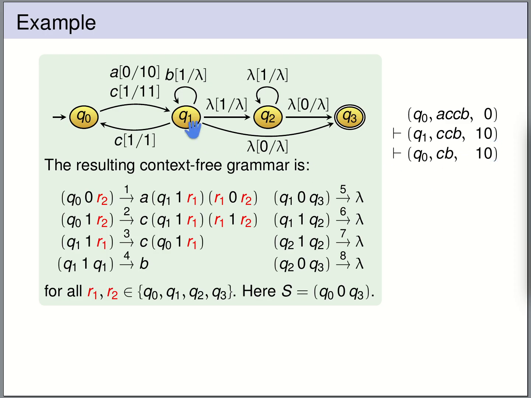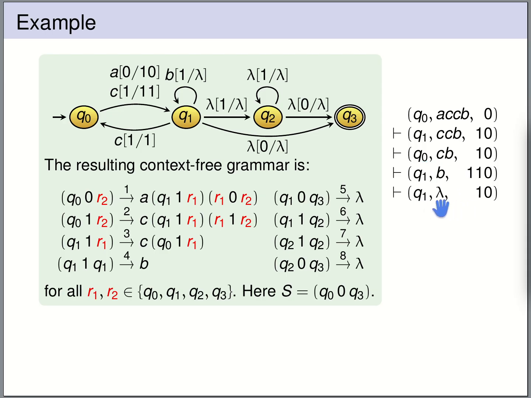Now we take a transition back to Q0. We consume the C and the 1 on the stack is replaced by 1, so the stack stays the same. From Q0 we go again to Q1, we read the C, and the 1 on top of the stack is replaced by 1, 1. Now we are in Q1, we stay in Q1 reading a B, so we take this transition from Q1 to Q1, we read the B, and we remove the topmost symbol 1 from the stack.